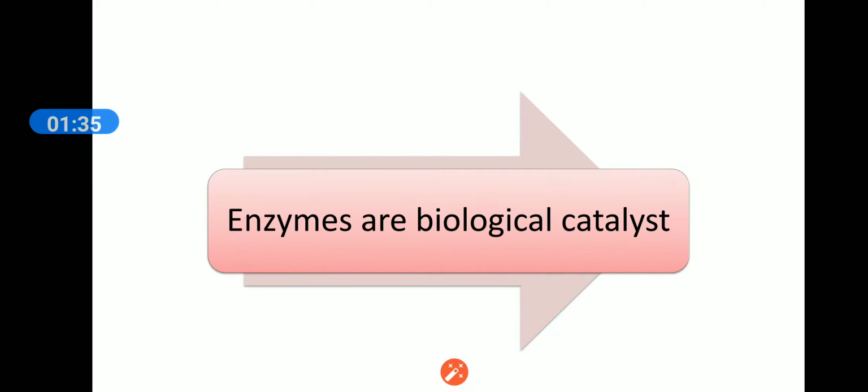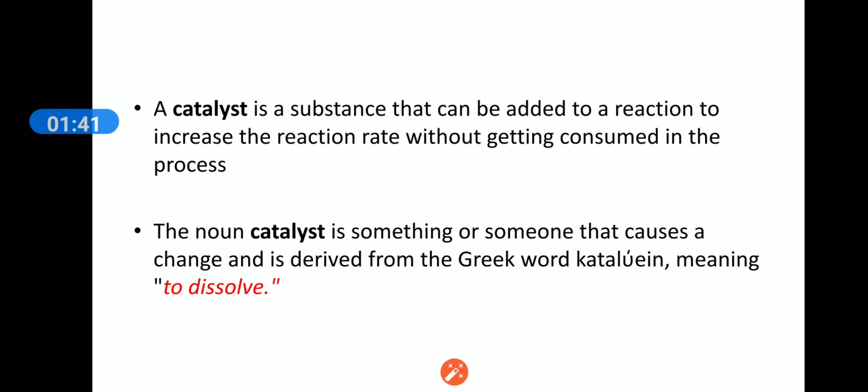What are enzymes? Enzymes are biological catalysts. So before discussing anything about enzyme, it's better to have a brief look on the feature of catalyst. Catalyst is a Greek word meaning to dissolve. Means dissolve any issue, dissolve any matter. It's just like a troubleshooter. So in chemistry, a catalyst is a substance that can be added to a reaction to increase the reaction rate without getting consumed in that process.